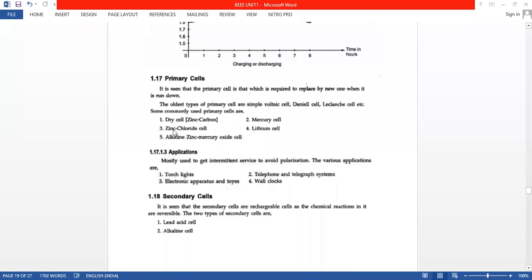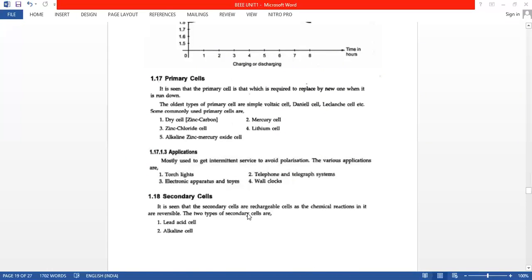Now, so what are the names of primary cells is mentioned here? Mercury cell, lithium cells. Okay. Now nowadays we are going for the secondary cells only. So what are the applications of the primary cells? Yes, they are used in torch lights, wall clocks, in telephone systems, electronic system, toys, small electronic toys. Yes, small toys also we have, basically small electric car or small toy we can use the battery, which are primary cells.